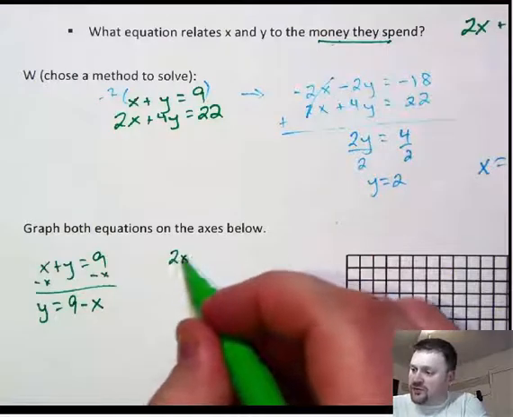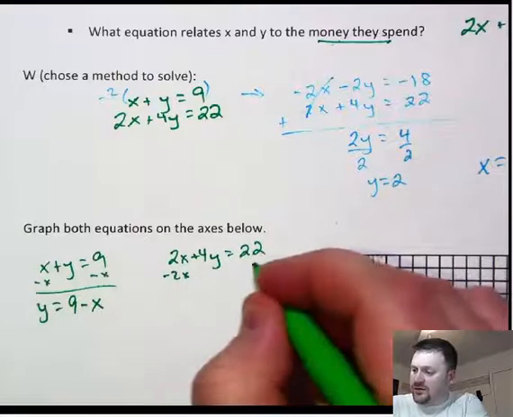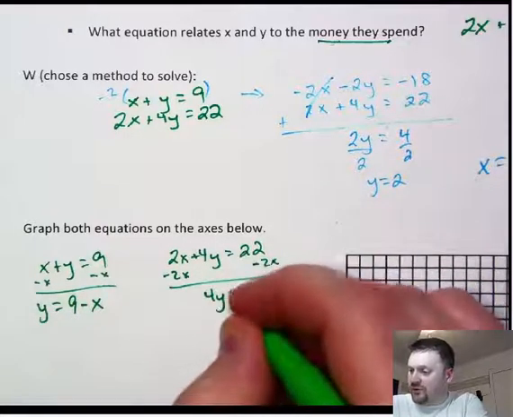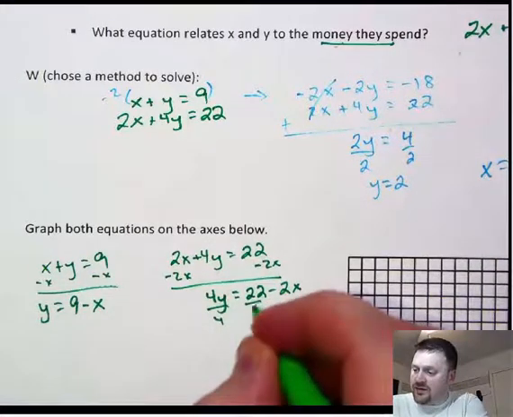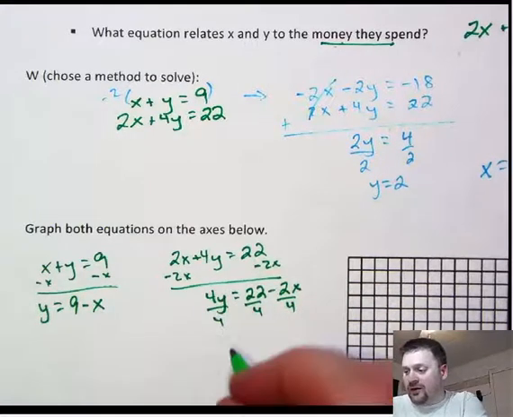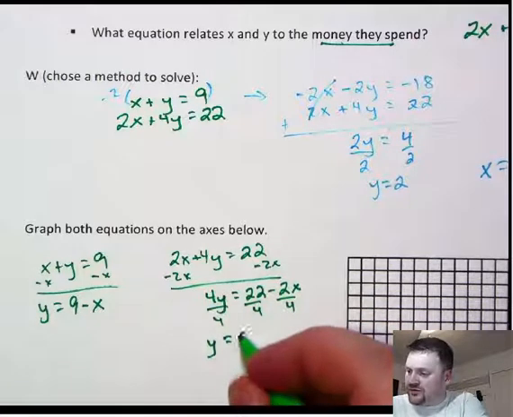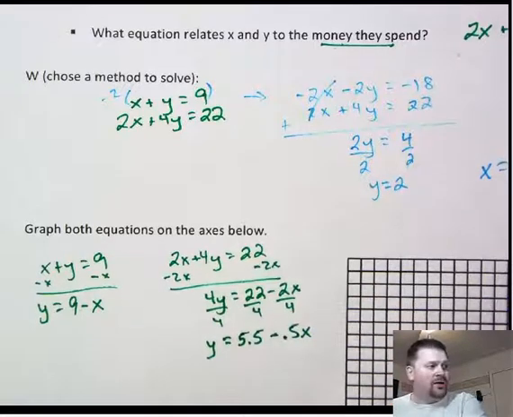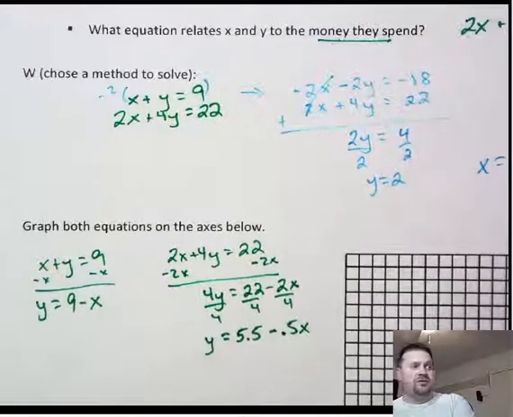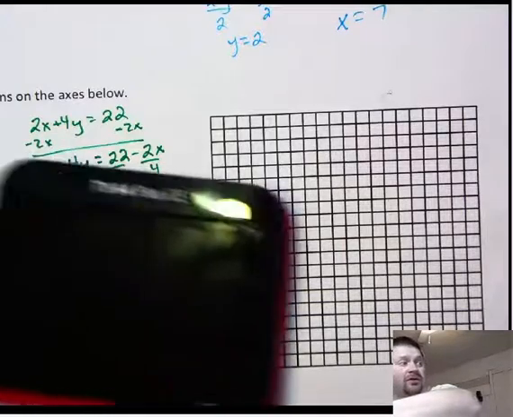The other equation was 2x plus 4y equals 22. To isolate y, I subtract 2x, get 4y equals 22 minus 2x. Divide everything by 4. Notice that it doesn't work out all that nicely, but it's also not terrible. I get y equals, what is this, 5.5 minus 0.5x. I would normally use fractions, but the reason that I'm going to do this one, notice that the graph does not have any scales, and we have to figure out the scales. So what I'm actually going to do is go to my calculator.